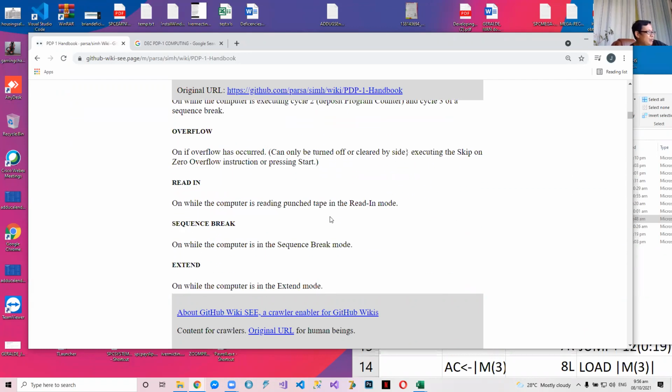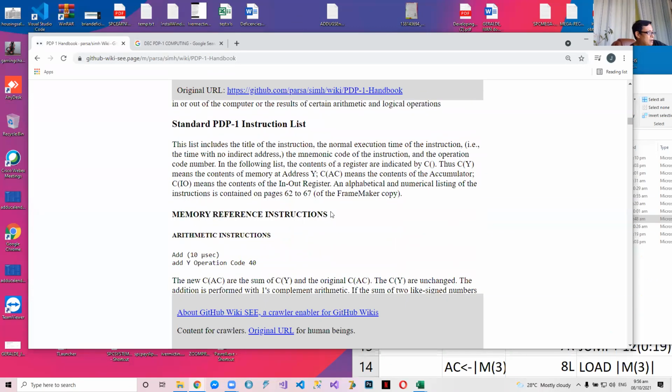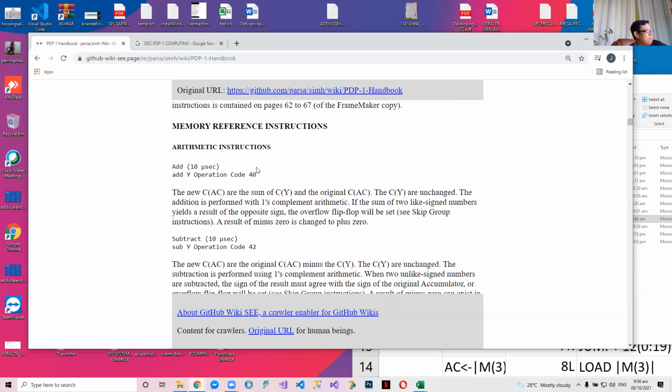And it has indirect addressing. We will discuss that in our future discussions. So, add y. Now these are the instructions. We have add y. In the IAS we say add M of y. In the PDP-1 we say add y. They're the same. The contents of the AC are the sum of the contents of the memory y and the original AC. So it's the same, no?